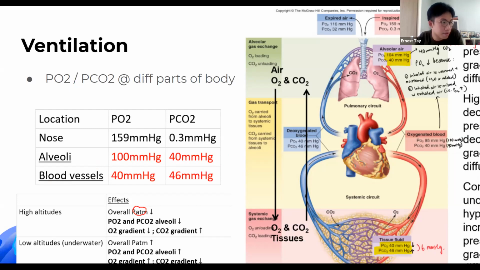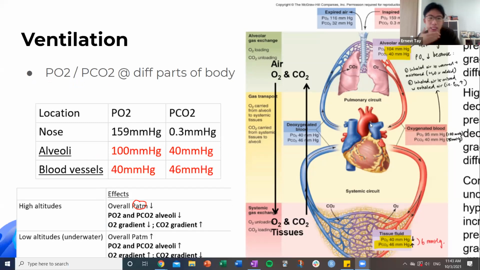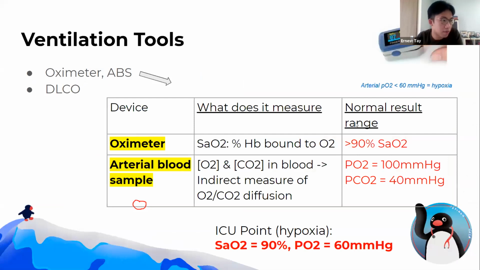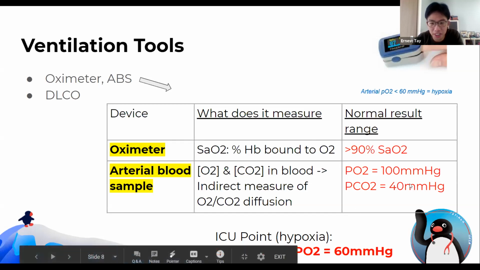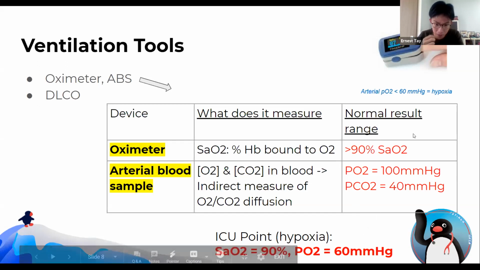Okay. Moving on. So how do you measure ventilation, right? There are two main tools that you use. One is the oximeter and the other is an arterial blood sample. In clinic, what you really use is the oximeter because it's just like this little finger thing by the bedside. But the arterial blood sample is used in more severe cases. So what you really need to know is this normal range result, which Monash can test you on, and the ICU point as well, which is the point where your patients experience hypoxia, which is 90 and 60.